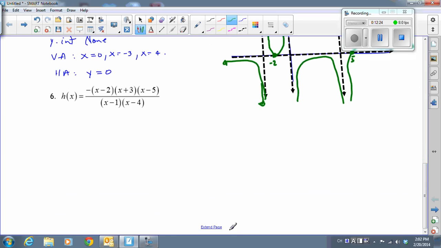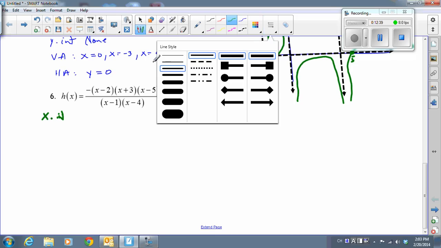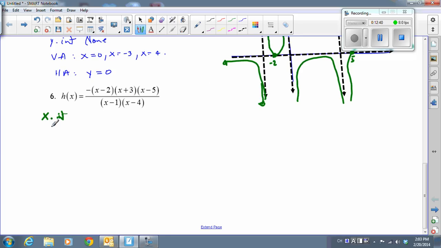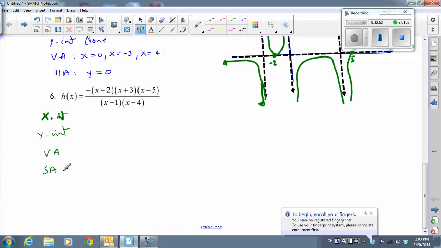Let's look at number 6 now. Number 6 starts with a negative. The leading coefficient is negative. Actually, let's not talk about that. Let's just do the x-intercept first. I have an x-intercept. I have a y-intercept. I will need to find if we have any VA. The power on top is greater, so I have a slant asymptote on this one.